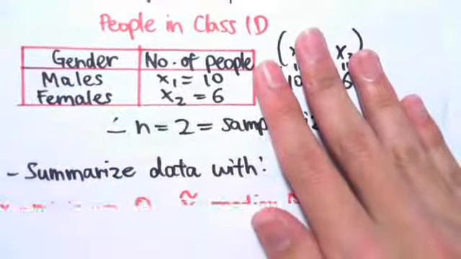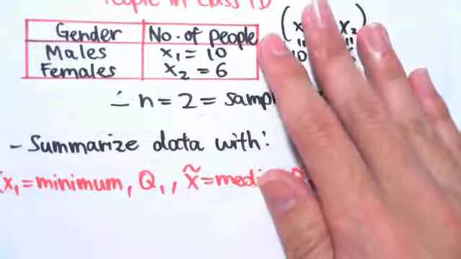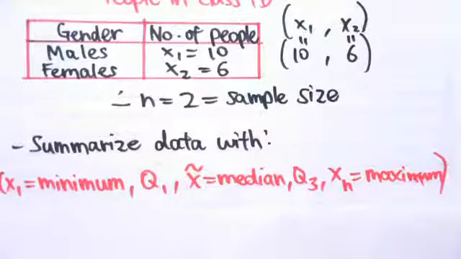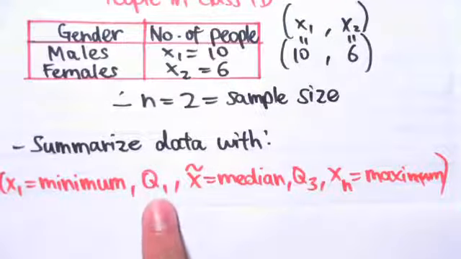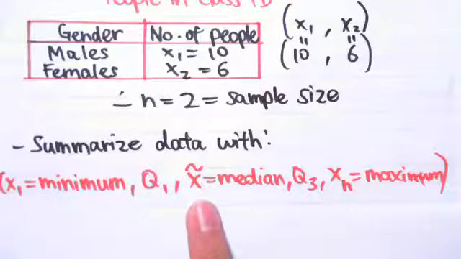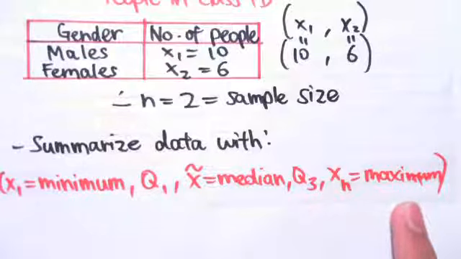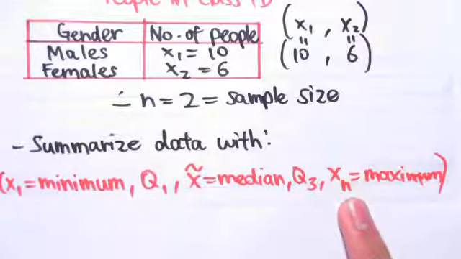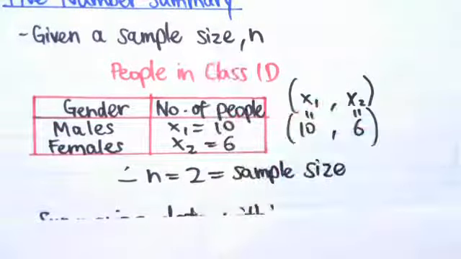And so we summarize data, especially sets that have much larger sizes, with something called a 5-number summary. So these are the 5 numbers. The first number here, x1, is the minimum. q1 is the lower quartile. x squiggle is the median. q3 is the upper quartile, and xn is the maximum. So this is the maximum number in the set. The n here is basically the sample size. Remember, the sample size is the amount of values that are given to you in your data set.